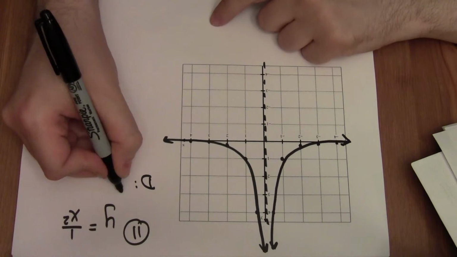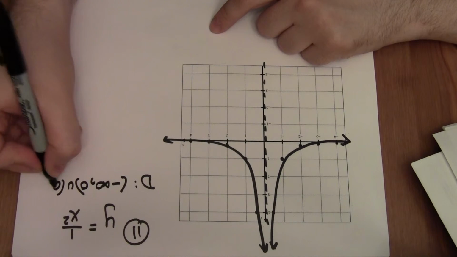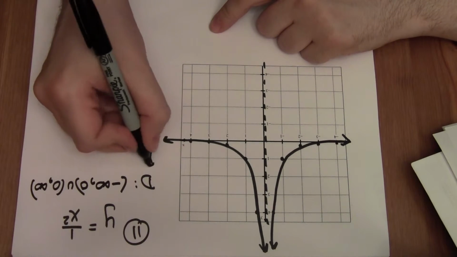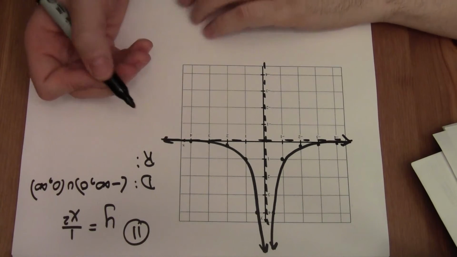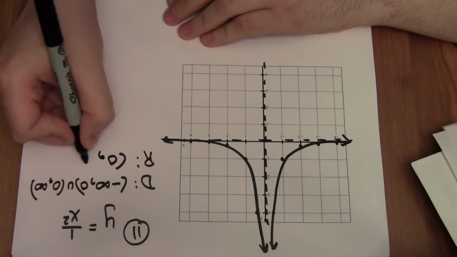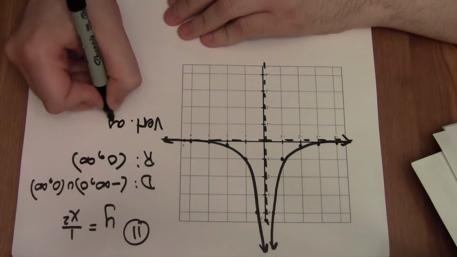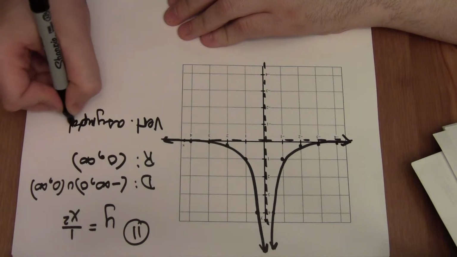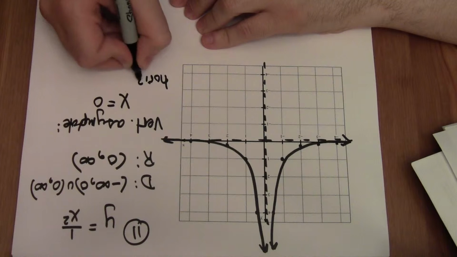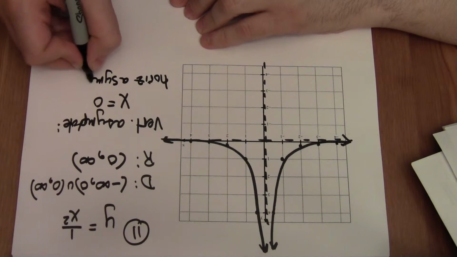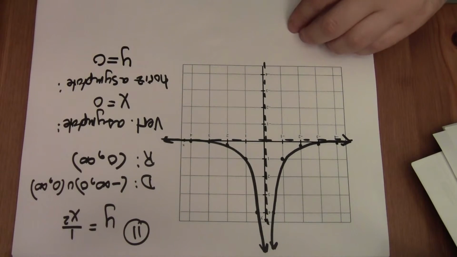My domain is again all real numbers except for 0, so -infinity, 0, union 0, infinity. My range is everything above the x-axis. I have a horizontal asymptote on the x-axis, so I'm going to say 0, infinity. I have a vertical asymptote on that y-axis, x equals 0, and I have a horizontal asymptote on the x-axis at y equals 0.